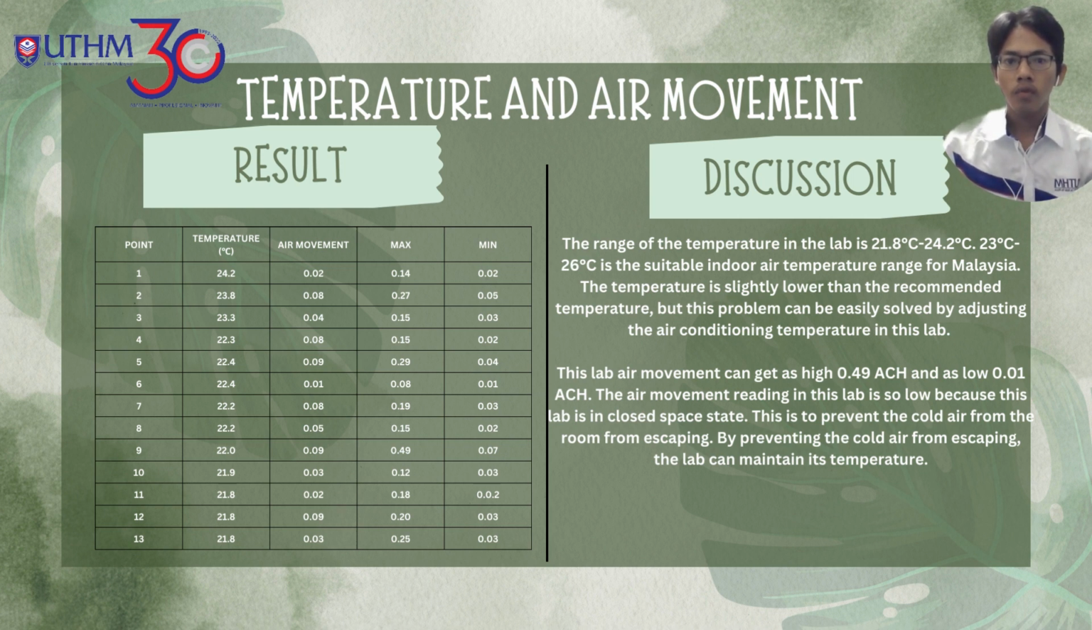This lab air movement can get as high as 0.49 ACH and as low as 0.01 ACH. The air movement reading in this lab is so low because this lab is in a closed space state. This is to prevent the cold air from the room from escaping. By preventing the cold air from escaping, the lab can maintain its temperature.